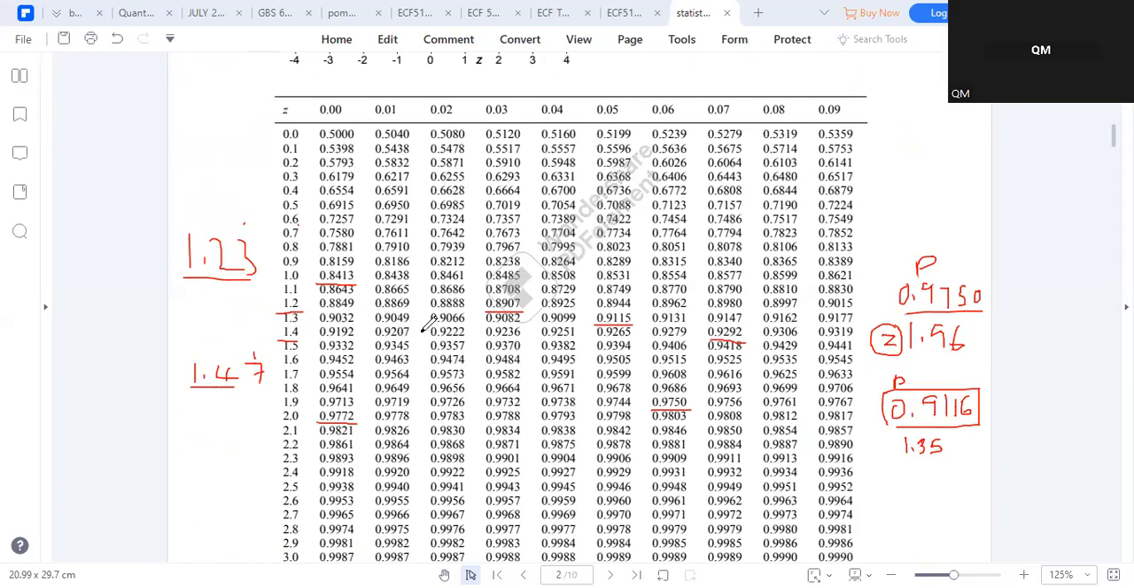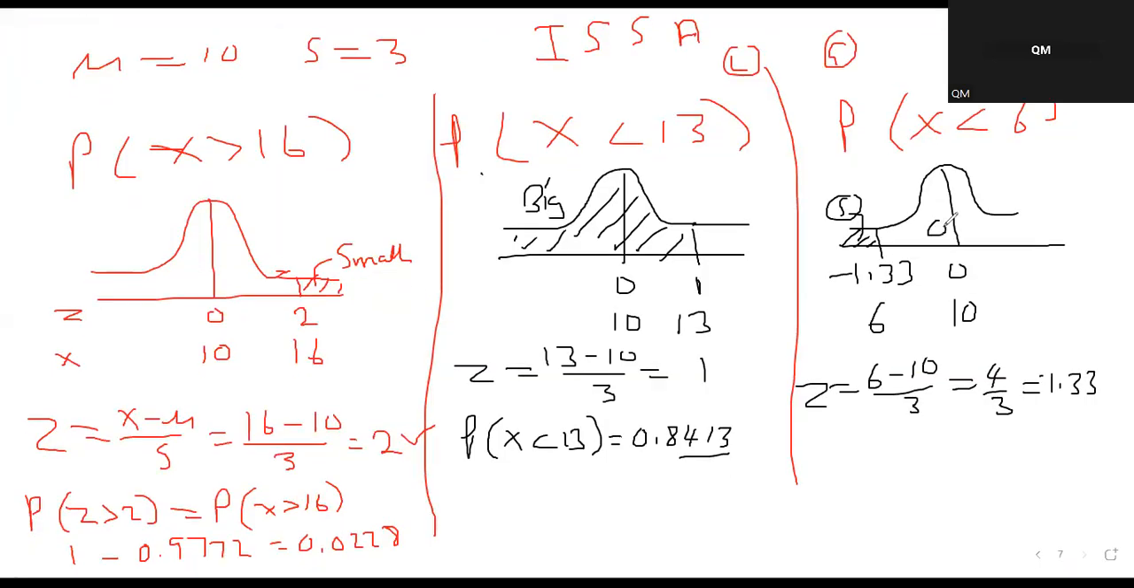1.3 and under what? 3. So it's 0.9082. So this means that the reading from here to here is what? 0.9082. So how do we get the reading? X is less than 6. Basically, we're just subtracting 1 minus 0.9082.